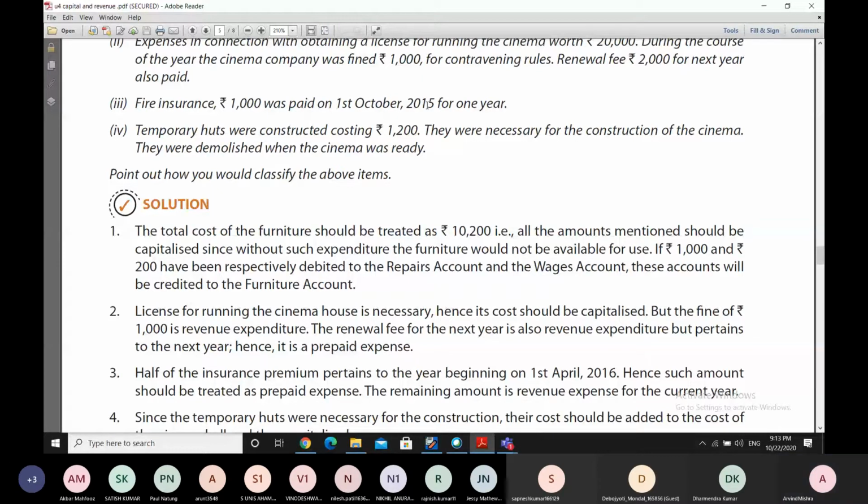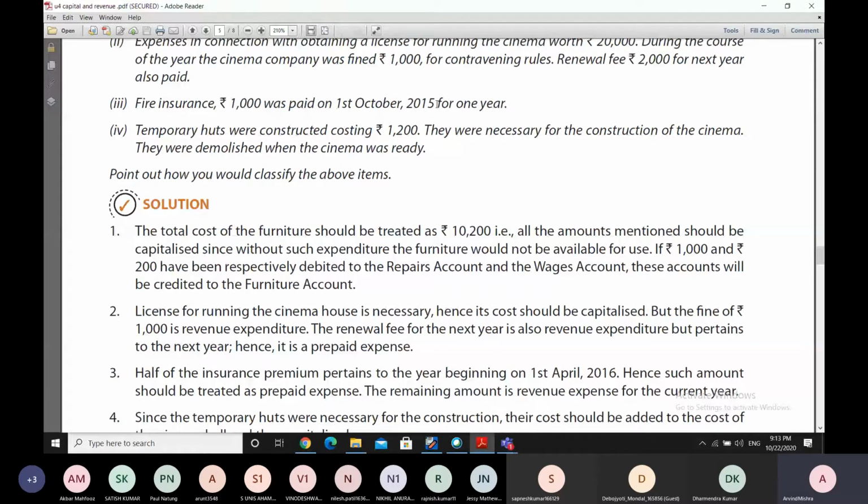So only half of this amount is a prepaid expenditure and the rest is not a prepaid expenditure, because half of this amount is an incurred expenditure and half is a prepaid expenditure, that which belongs to the next year. But it is a revenue item because the insurance premium is paid to maintain the business. So it is a revenue item.